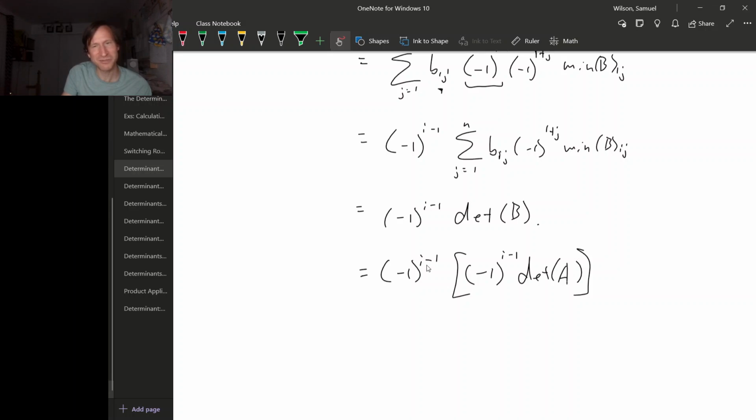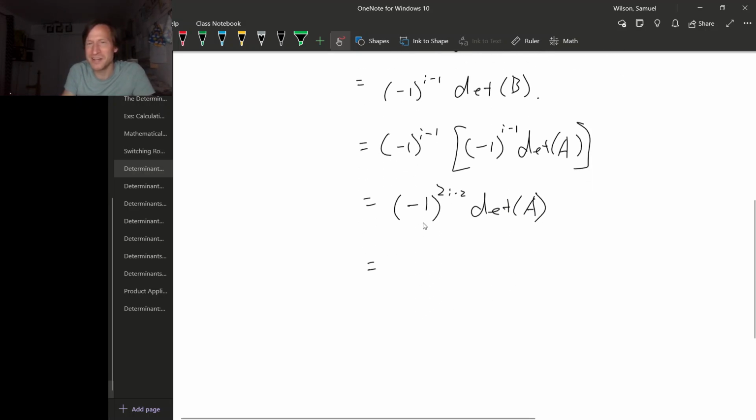But -1 to the i minus 1 times -1 to the i minus 1, that's -1 to the 2i minus 2. But 2i minus 2 is even. If you raise -1 to an even power, you get 1. So this is just the determinant of A.